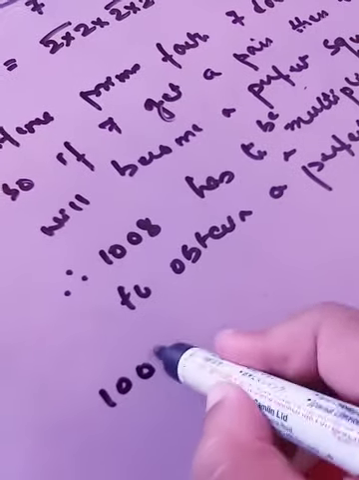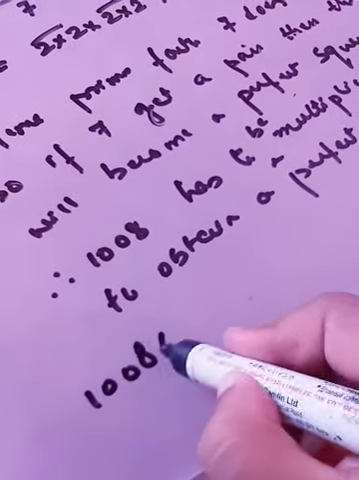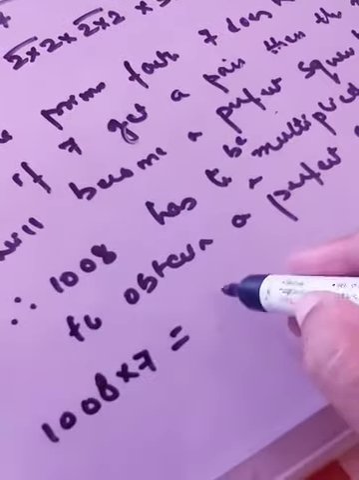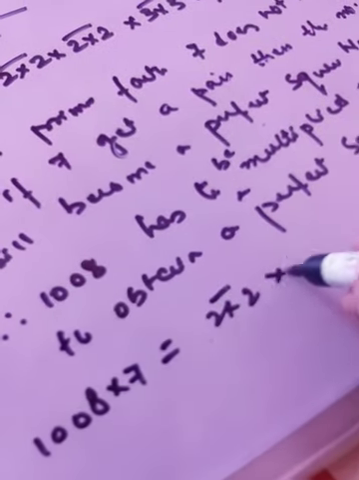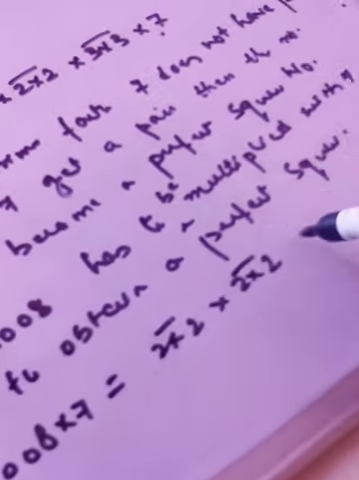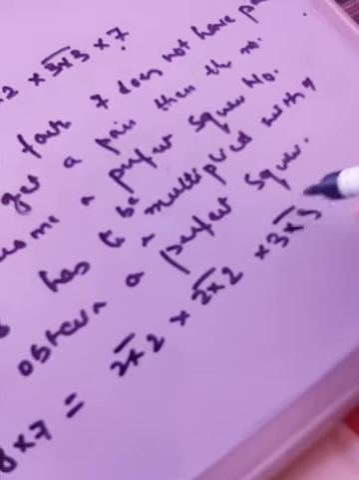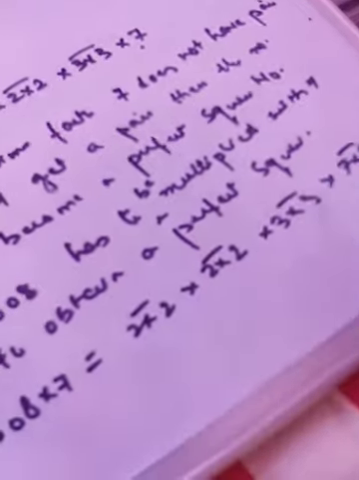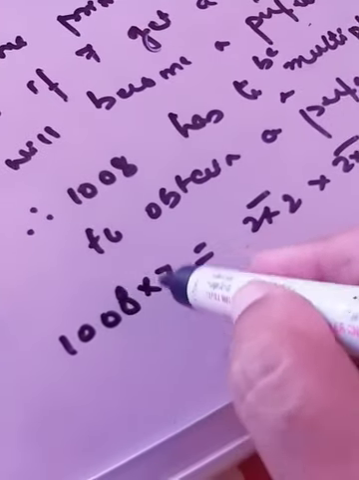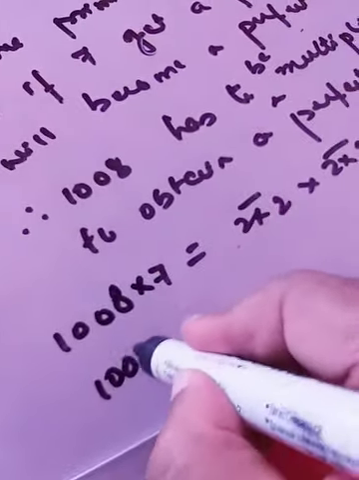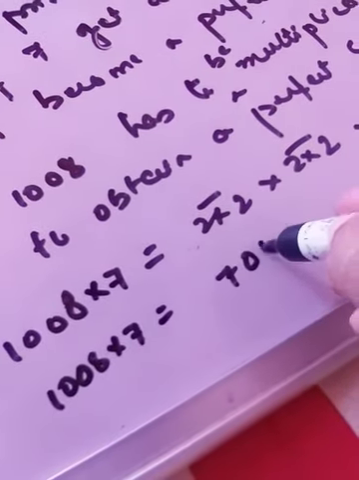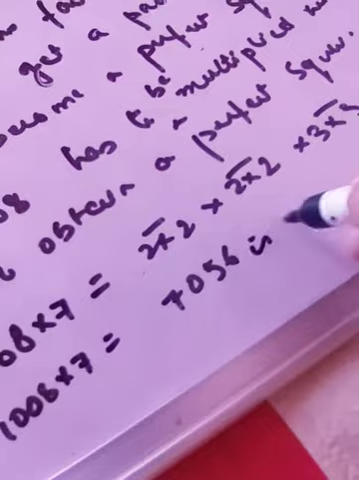Now 1008 into 7, and on that side also we will do the same treatment. 2 into 2, 3 into 3 and 7 into 7. Now all the numbers are in pair. So now we have to see what is that particular perfect square number. It will be 7056, a perfect square number.